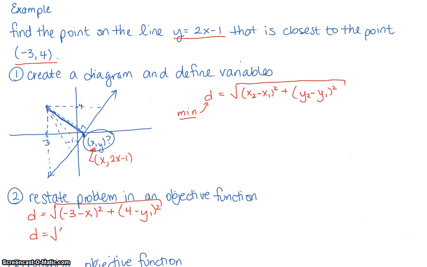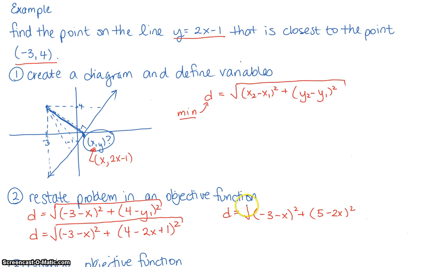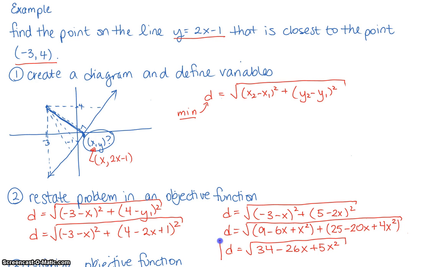So the distance that we know so far is negative 3 minus x, all squared, plus 4 minus (2x minus 1), so 2x plus 1 if you don't have brackets, all squared, which can simplify down to the distance formula: square root of (negative 3 minus x) squared plus (5 minus 2x) squared. Now we can work with this a little more, distribute, combine like terms, and simplify down our function. And you should get to this point here. So now we have our objective function that we need to work with.